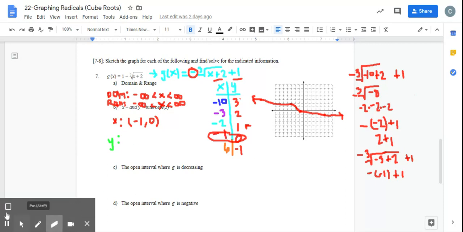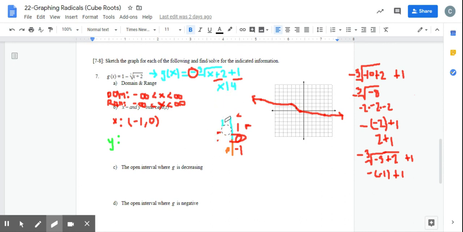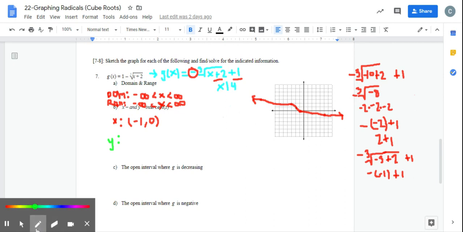Let me erase some of this. So for our y value, you're going to set your g of x equation equal to 0 when x equals 0. So you're going to do 1 minus the cubed root of, when x equals 0, 0 plus 2, equals our y.